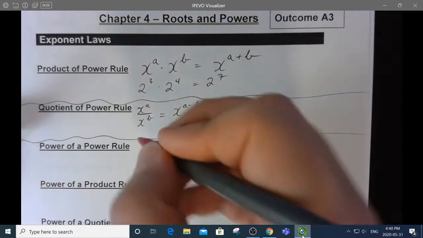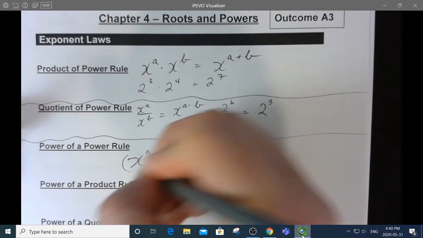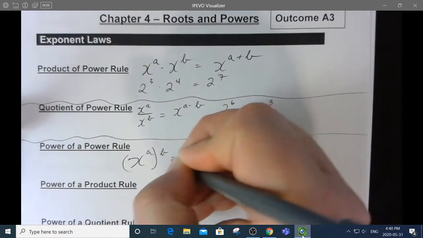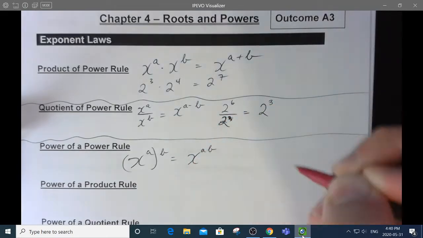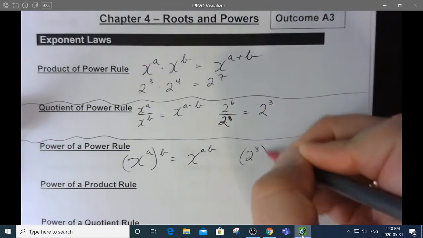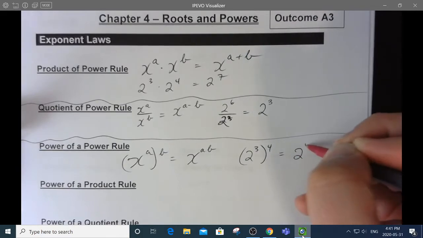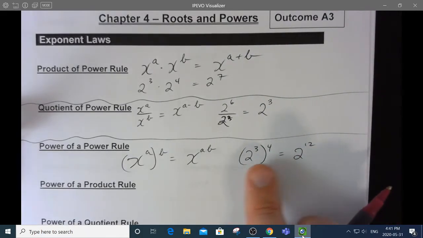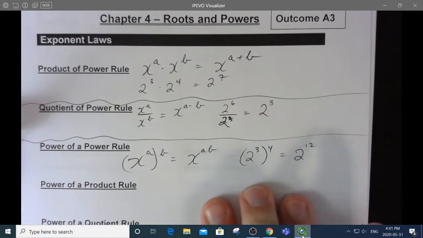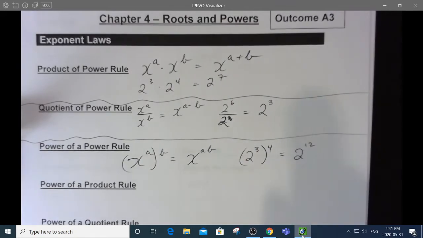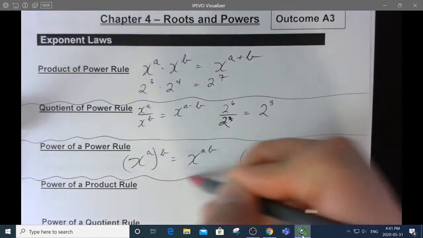And then, of course, there's power of a power, which says that if you take a power to another power, you multiply the exponents. So say I had 2 to the 3 to the 4, that would actually be 2 to the 12, which makes sense. That'd be 8 times itself 4 times. 8 times 8 times 8 times 8 is, I think, 4096. You could punch that on a calculator if you weren't sure.